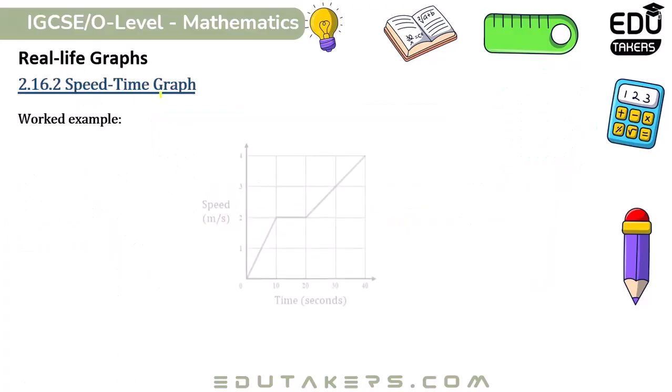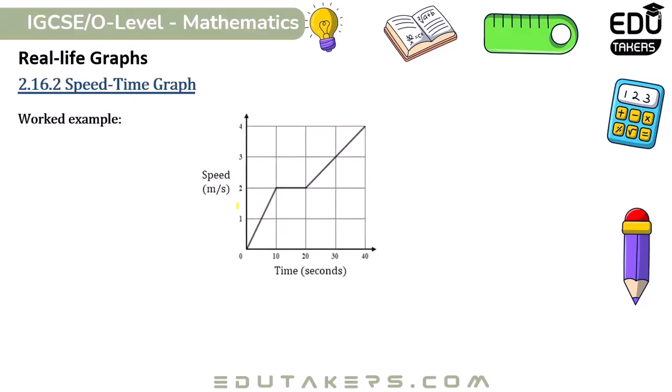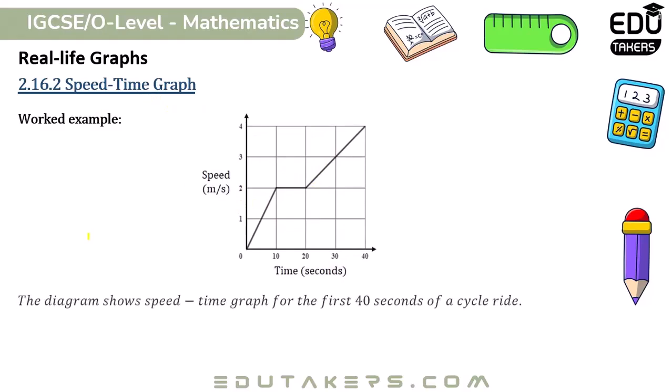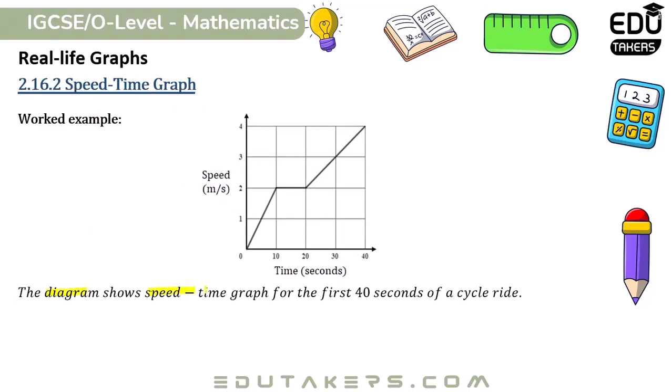Worked example of speed time graph: a graph is given. The diagram shows speed time graph for the first 40 seconds of a cycle ride. Find the acceleration between 20 and 40 seconds. From 20 to 40 seconds.